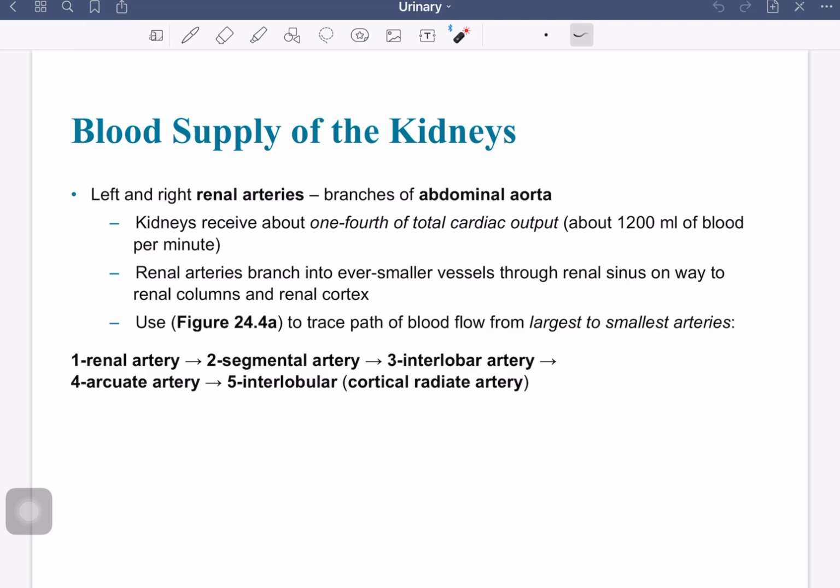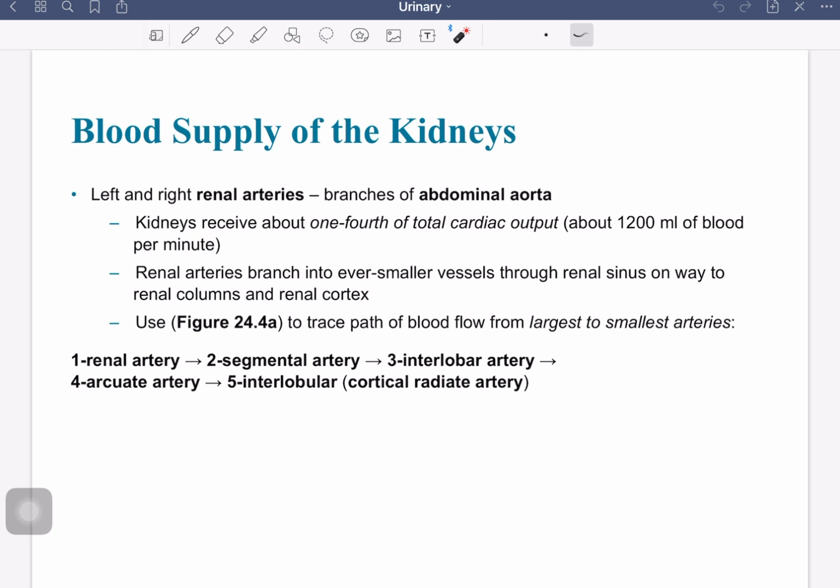In this video, we'll start talking about the blood supply to the kidneys. Now, at rest, a large amount of the cardiac output is dedicated to go into the kidneys. So the kidneys receive about 1/4 of the total cardiac output. So that comes out to about 1,200 milliliters of blood per minute. So they're highly vascularized, and it makes sense because the kidneys are about filtering the blood and doing all those homeostatic controls based on the blood.